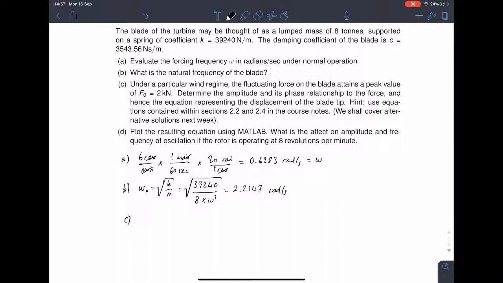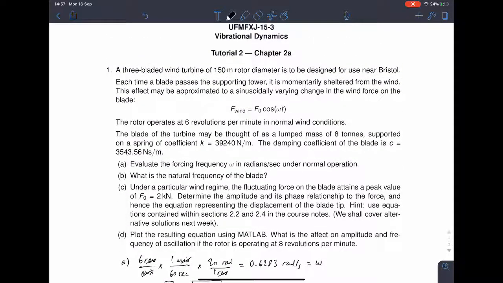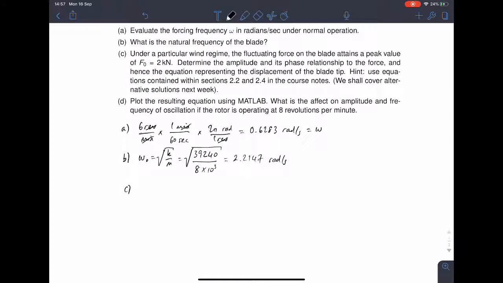If we go to sections 2.2 to 2.4 of the course notes, and we look up a forced damped problem, which is what this is, we have a force being applied to a system that's got damping, then we know the solution is going to look something like this. x of t is going to be A cosine of omega t minus delta. So that's for a forced damped system. Omega we know, we've got that as part of the answer to part A, but we need to work out what A and delta are.